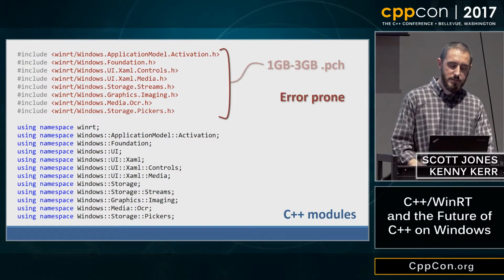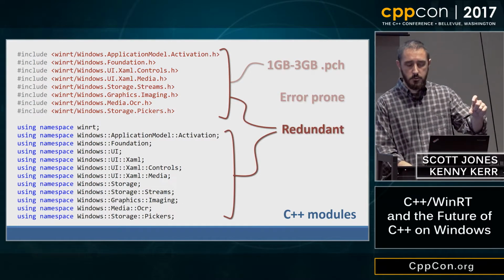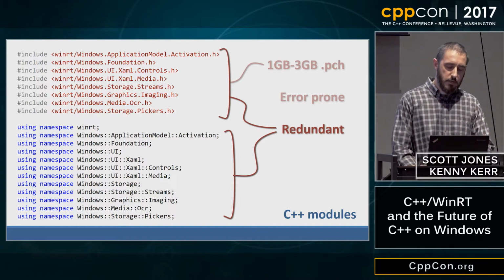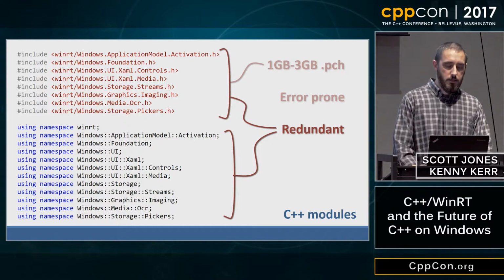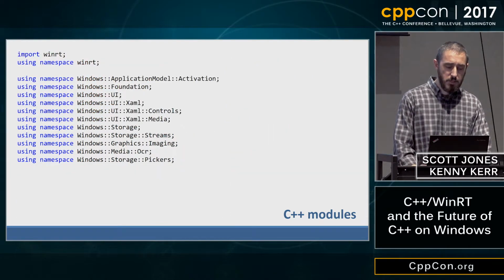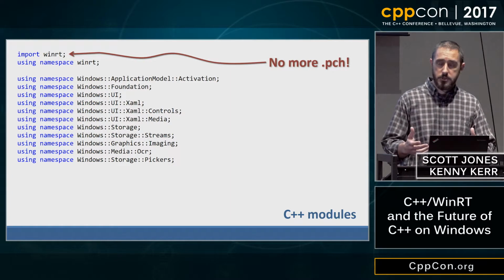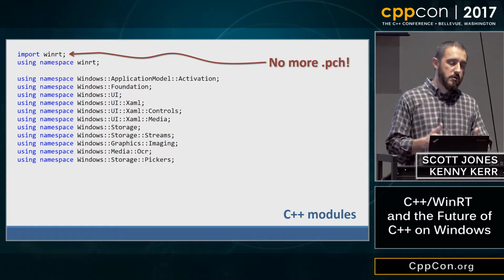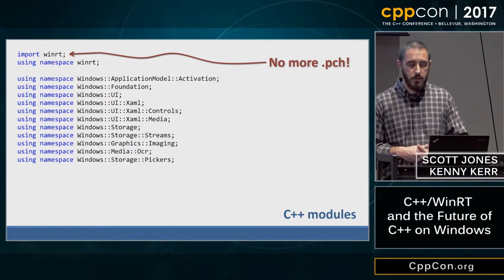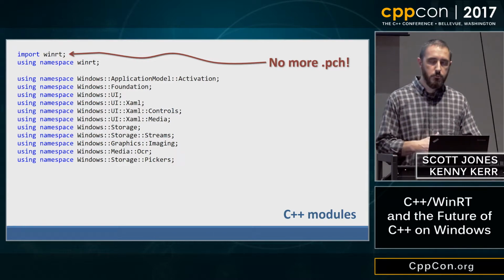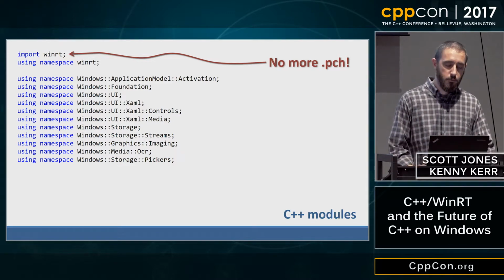And the final issue with this is it's rather redundant. You've named all the namespaces at the top, you name them again at the bottom because those are the ones you actually want to use, and it gets real tedious pretty quick in a large application. With C++ modules, all of that goes away because you don't need PCH files. You simply import WinRT. Because it's so concise and so efficient, you don't actually have to have a WinRT module per namespace. You can just have it for the entire Windows API.